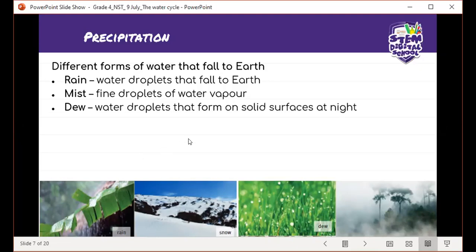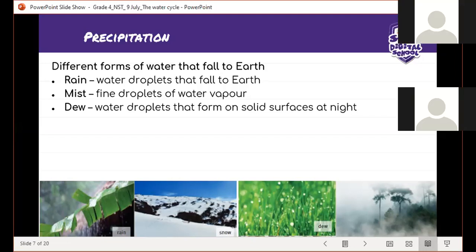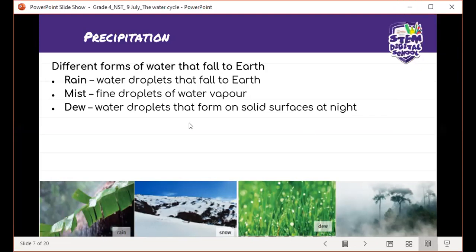And then we also have dew. Dew is water droplets that form on a solid surface at night. Guys, just make sure that your videos are off for now, please. Thank you very much. A picture of dew is here on the third picture.